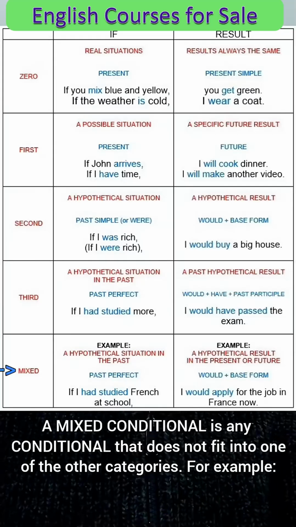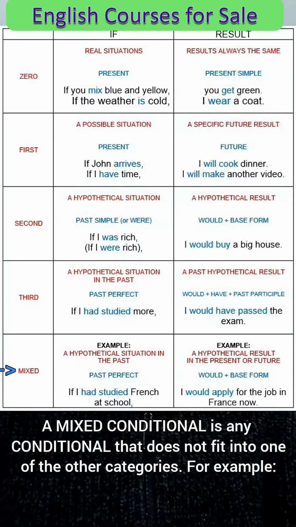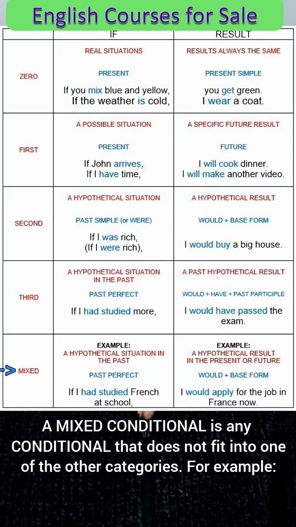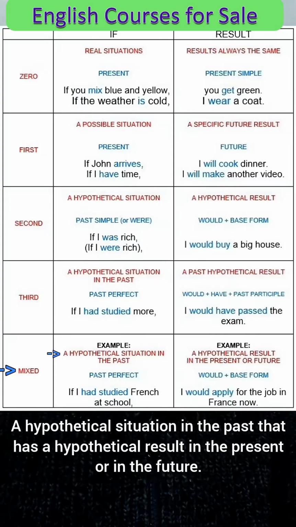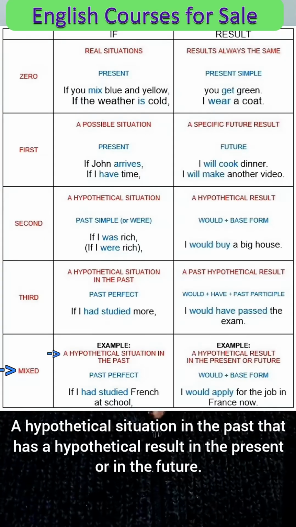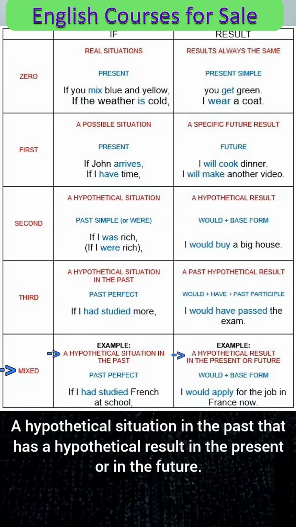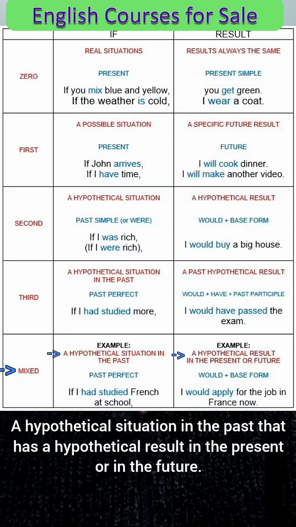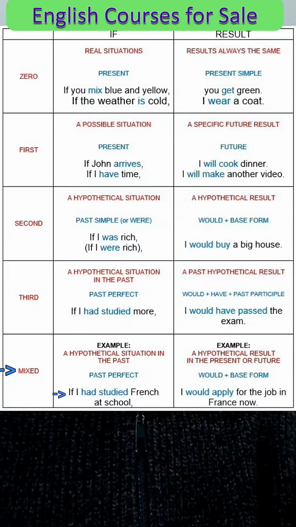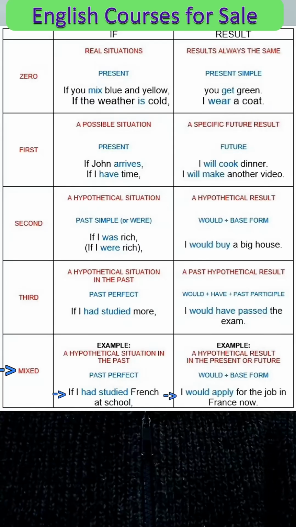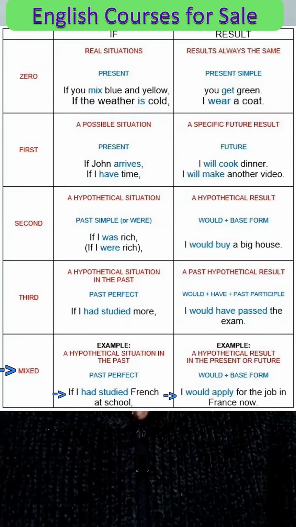A mixed conditional is any conditional that does not fit into one of the other categories. For example, a hypothetical situation in the past that has a hypothetical result in the present or in the future. If I had studied French at school, I would apply for the job in France now.